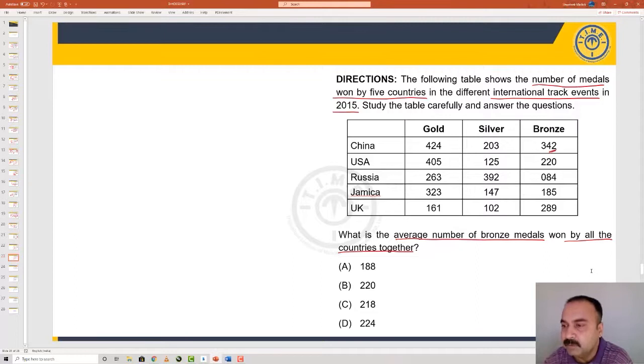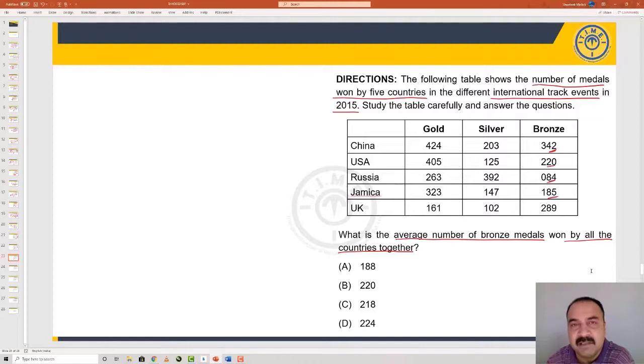So we'll look at 42 plus 20, which is 62. 62 plus 84, which is 146. How do we do this? 60 plus 80 is 140 and 2 plus 4 is 6. So basically we are trying to hasten up in our own mind. It will be 146.